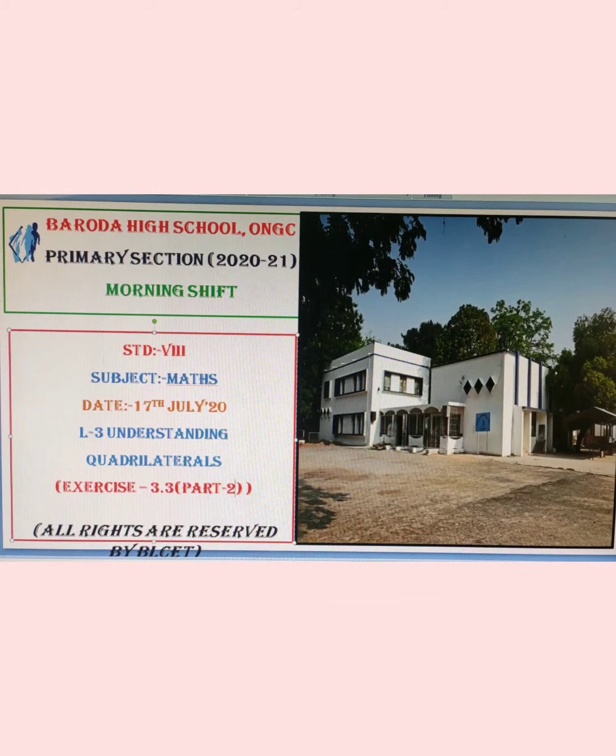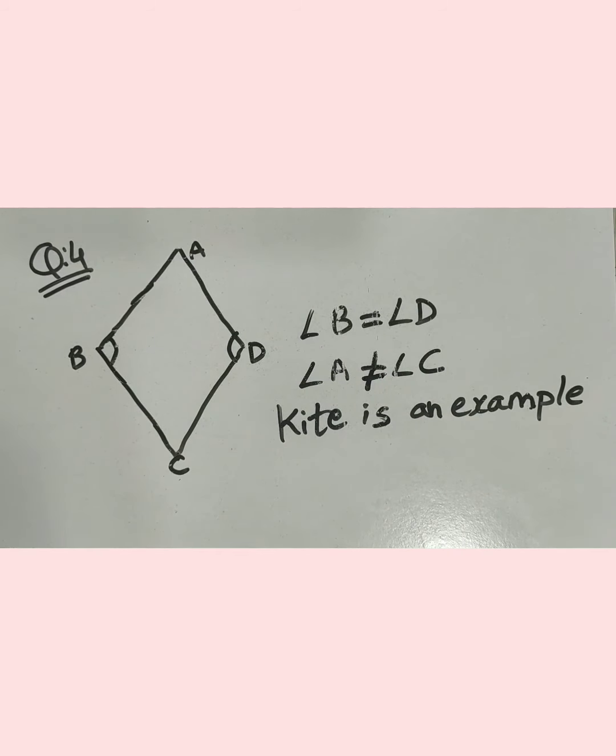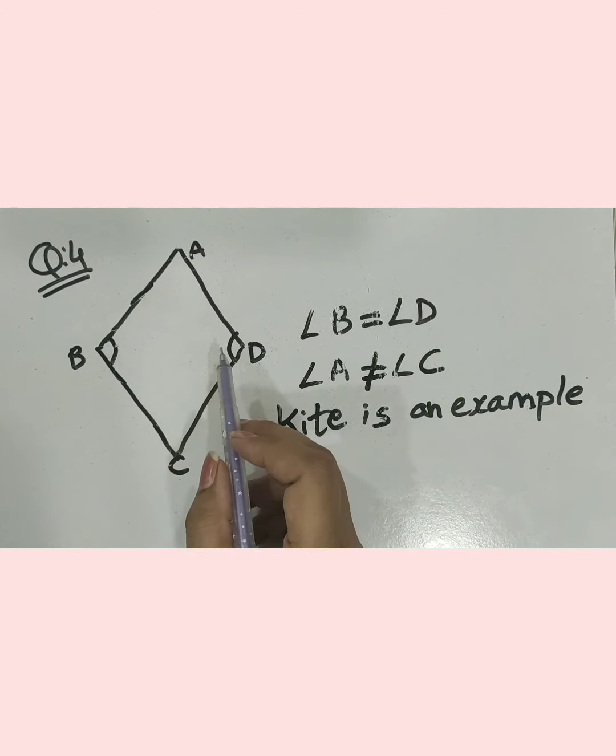In this session, we are going to start with question number 4 of exercise 3.3 of lesson number 3, understanding quadrilaterals. Now we start with question 4 of exercise 3.3. Draw a rough figure of a quadrilateral that is not a parallelogram but has exactly two opposite angles of equal measure. So you are going to draw here a rough figure of quadrilateral ABCD that is not a parallelogram but has exactly two opposite angles, angle B and angle D, which are of equal measure.